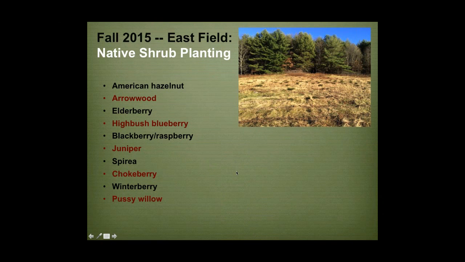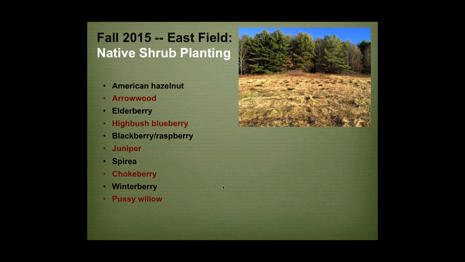So in both years, again, NRCS paid for planting of native shrubs because the idea for the New England cottontail habitat is to get a lot of shrub habitat back in there, which is their preferred cover. And so these are just some of the species that they've planted in the west field and in the east field. And again, the trick will be to keep getting back in there to make sure the invasive shrubs do not get back in there.